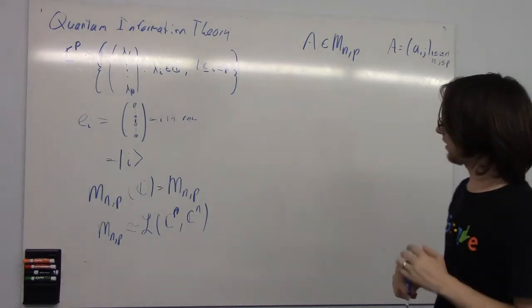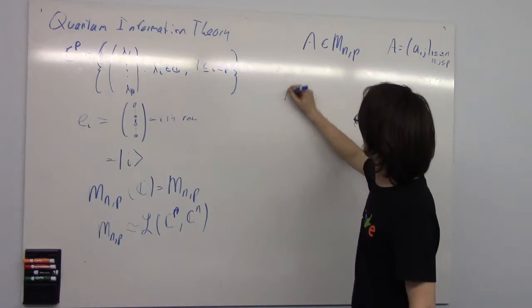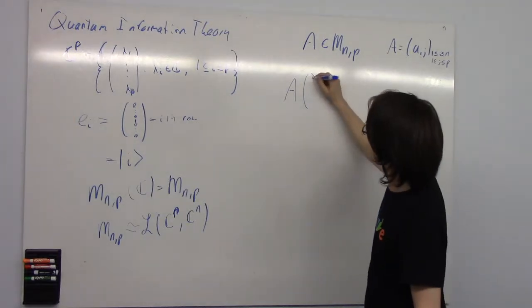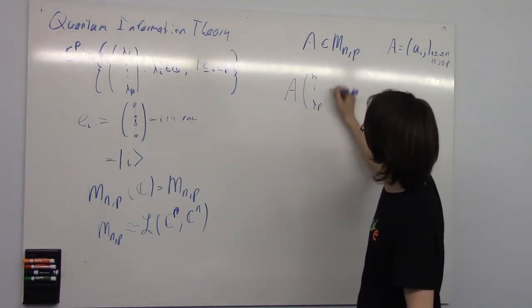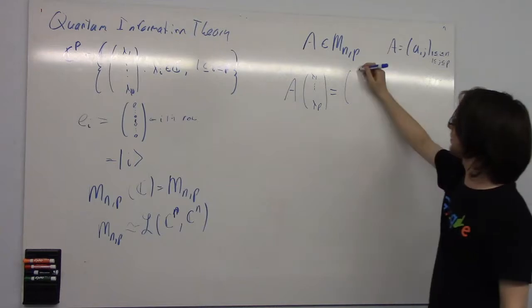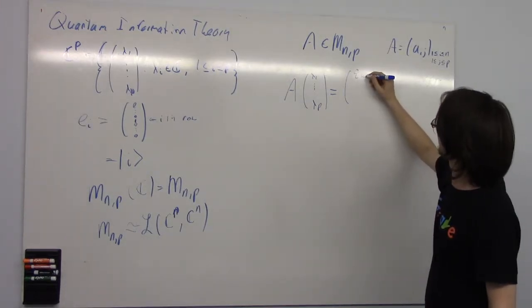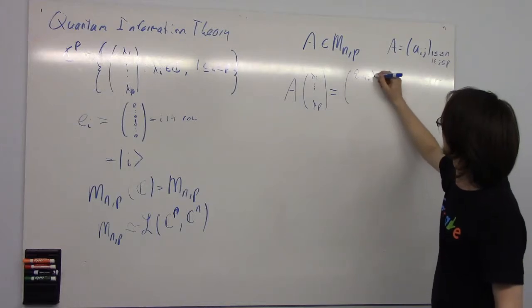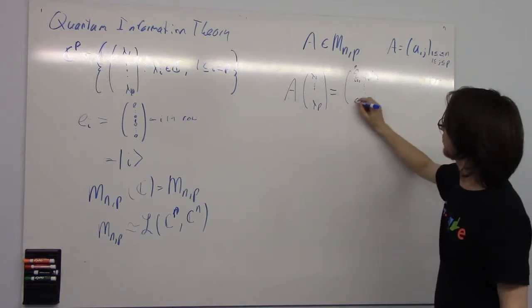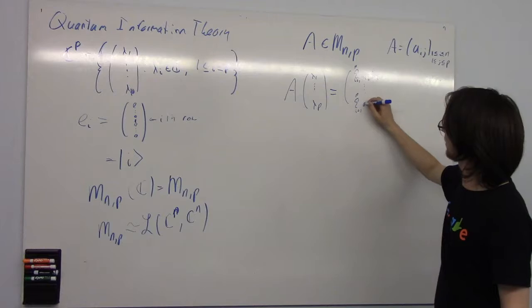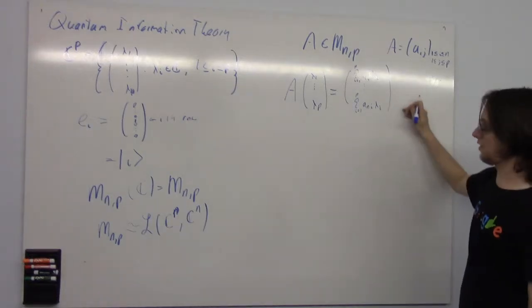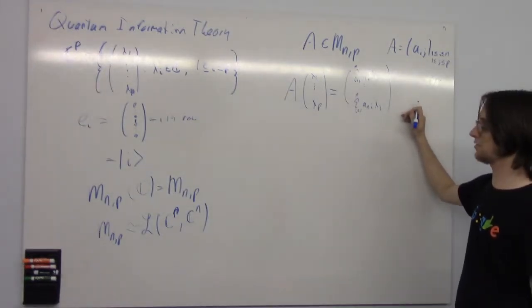Okay, then we're going to say if A acts on this element of C^p, so (lambda_1, ..., lambda_p), this is going to be a vector in C^n: the sum over i equals 1 to p of a_{1i} lambda_i, all the way down to the sum over i equals 1 to p of a_{ni} lambda_i. So it's an element of C^n.